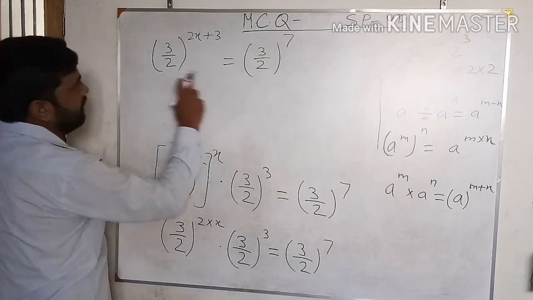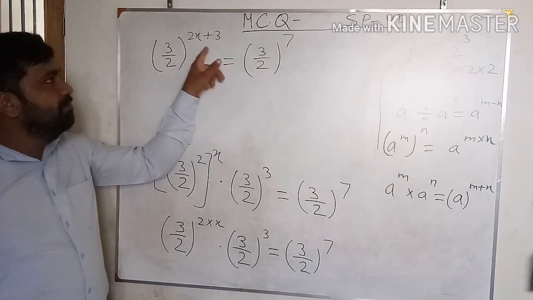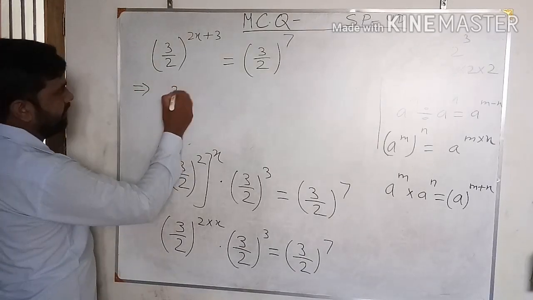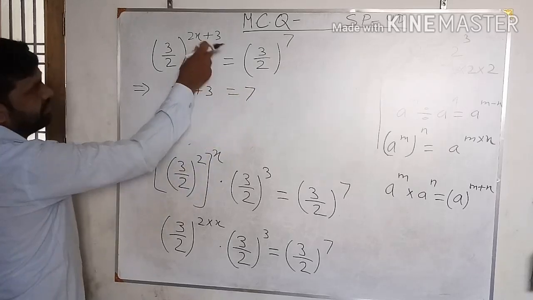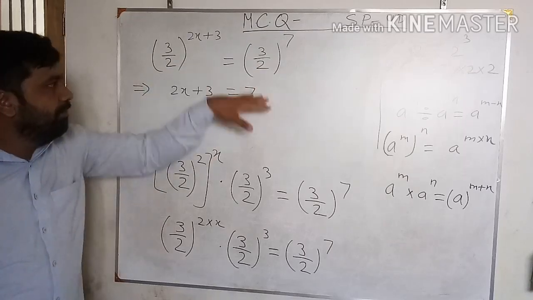7. Now both the bases are same. Since it is an equation, both the bases are same, so its powers must be same. So this implies that on comparison, 2x plus 3 is equal to 7. So the value of this 2x plus 3 is 7. Then only its value will be equal.